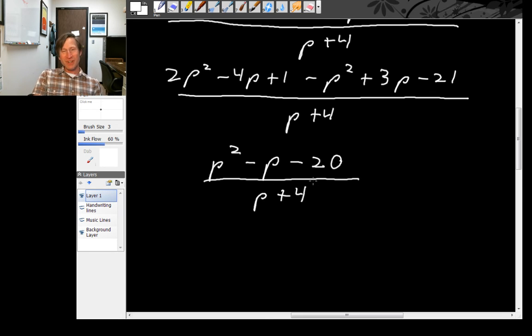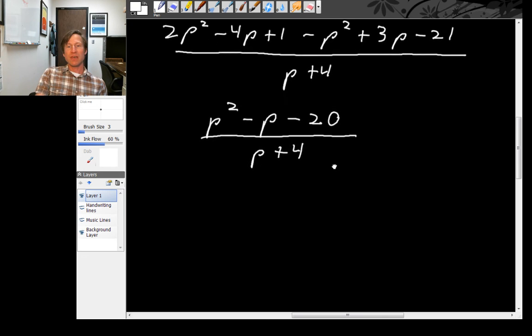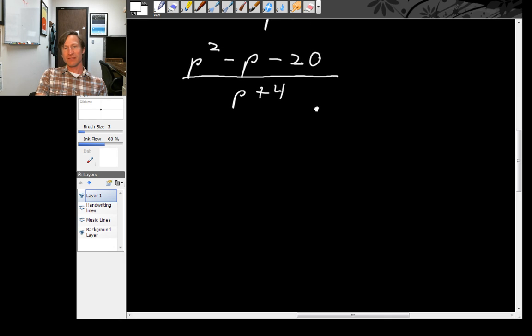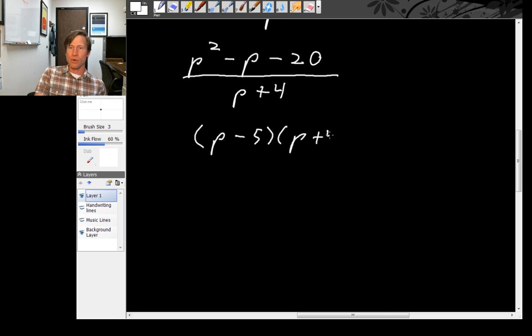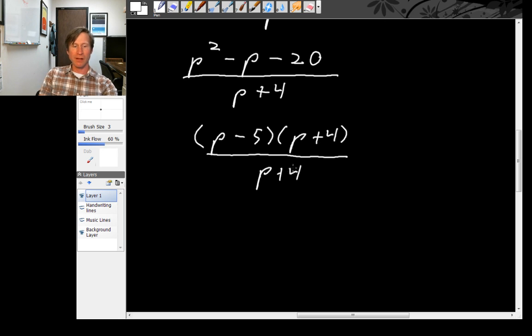Okay, now we've finished subtracting, but anytime you do anything with rational expressions, you need to think about if things simplify anymore if you factor everything. So the denominator is already factored, but the numerator, it looks like we can factor it, so we should factor it just to see if anything else cancels. So it looks like this numerator is p minus 5 times p plus 4. And since there's a p plus 4 in the denominator as well, these cancel. And we get p minus 5. So that whole thing really is just p minus 5.